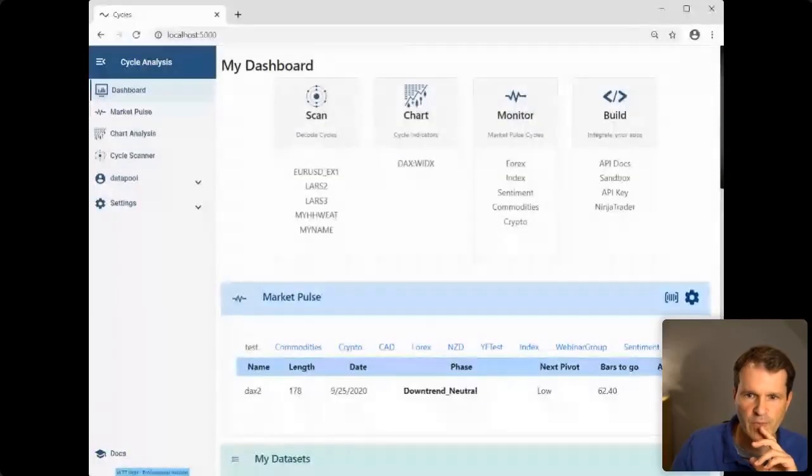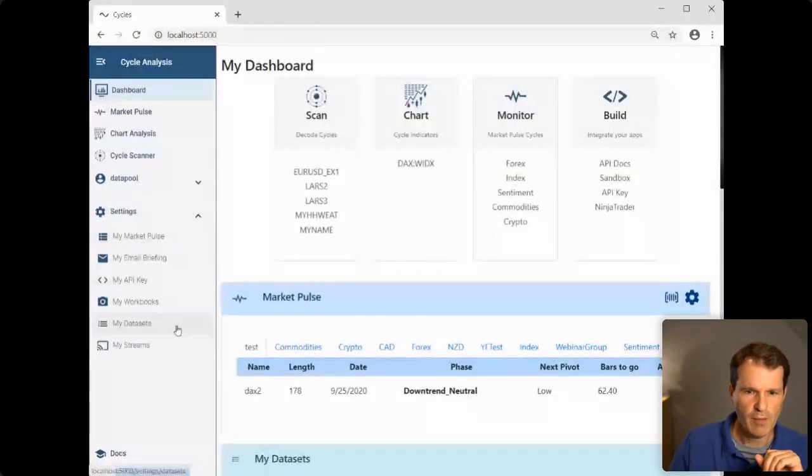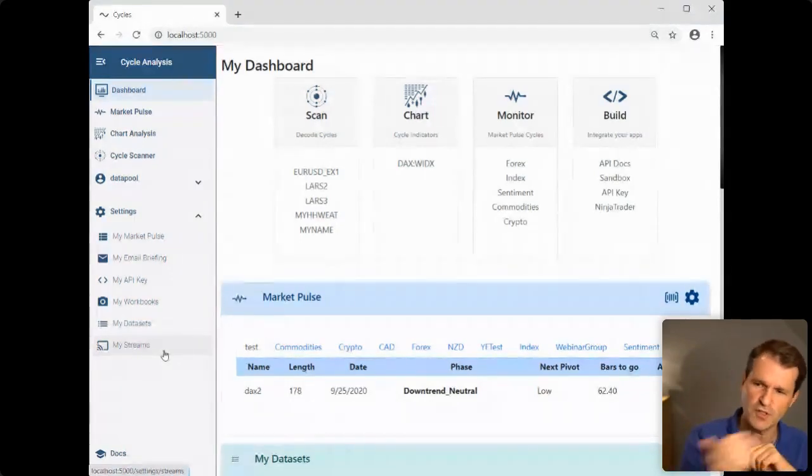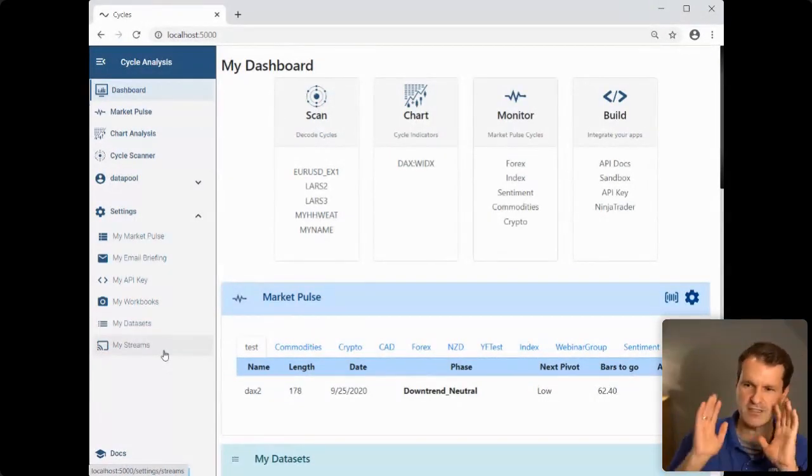What will show up here is this new feature called My Streams. Now you know that with My Data Sets, you can upload static data sets, import, export, whatever, and analyze them. But with My Streams, you can do a live connection between what runs on your local machine and the cycle analyzer in the cloud, and it will update even tick by tick. It's near real time because the data needs to be pushed through the cloud, but it's milliseconds.